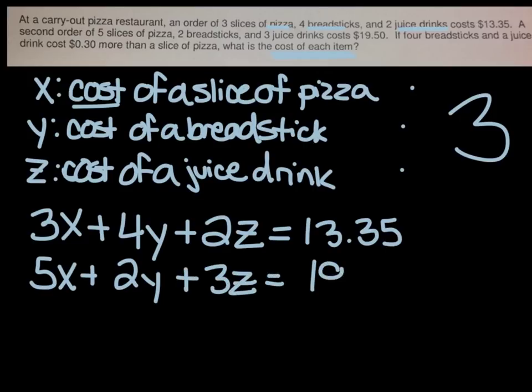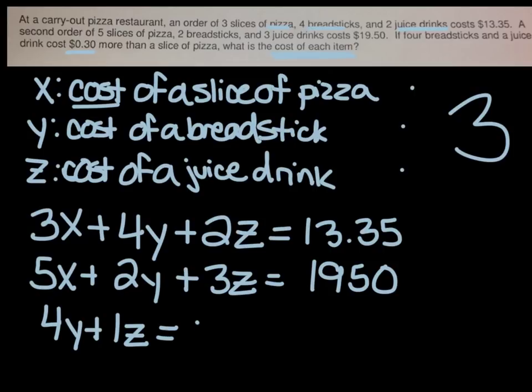equals $19.50. And 4 breadsticks and a juice drink, so no pizza. 4 breadsticks and 1 juice drink cost 30 cents more than a slice of pizza. So they equal the slice of pizza plus 30 cents. Right? These cost what the pizza costs plus 30 more cents. Then what is the cost of each item? So we've written our system of equations, and we need to turn this into something we can put into an augmented matrix.